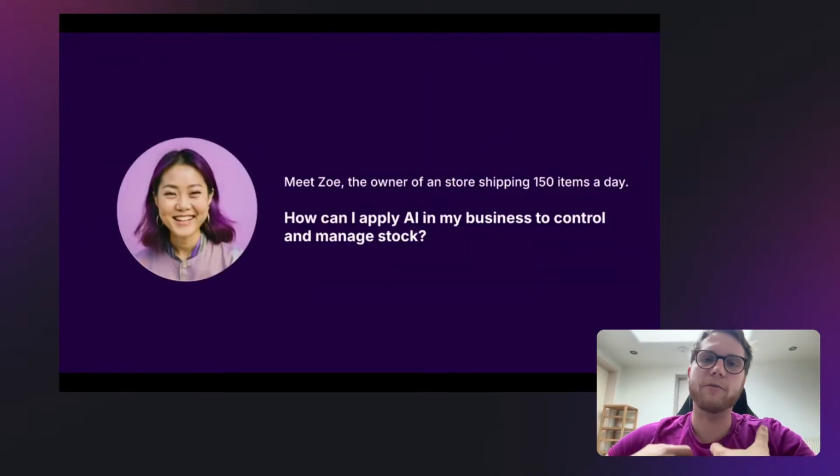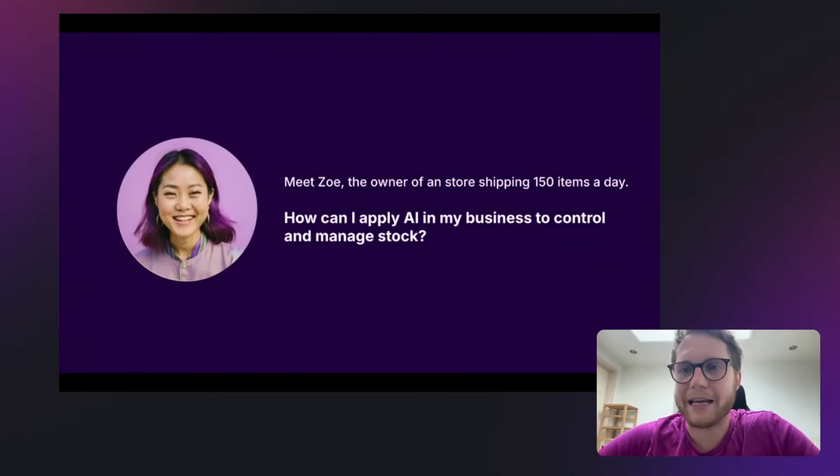And how does it look? Let me give you an example that maybe everybody can relate to. Let's meet Zoe. She's the owner of an online store shipping 150 items a day. That's super classical, so many businesses. Whether it's fresh products or furniture or whatsoever, you have stock and you need to manage your stock. And now the question she asks is, how can I actually apply AI in my business to control and manage stock? She's kind of like the operator who likes to operate in ChatGPT or in Claude.